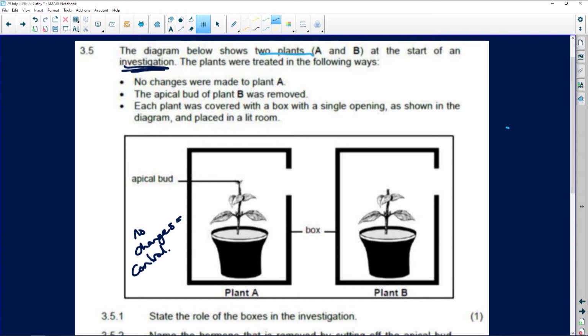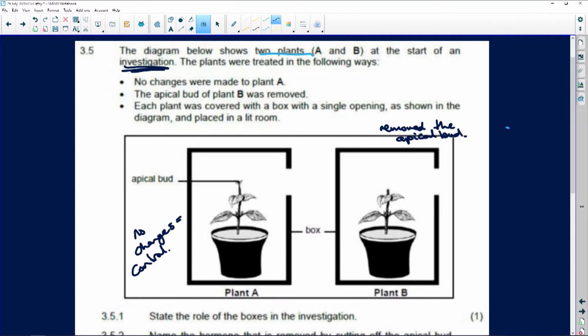Okay? And in B, they've removed the apical bud. Okay, people, what happens when the apical bud is removed? The lateral branches will start to grow. It will grow laterally, not up, because there's no longer apical dominance. The apical bud is gone.